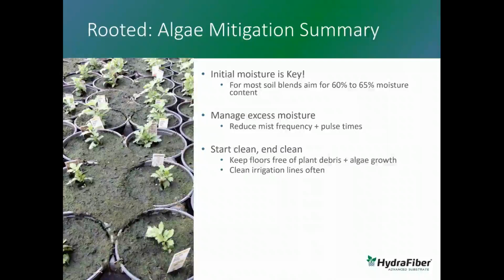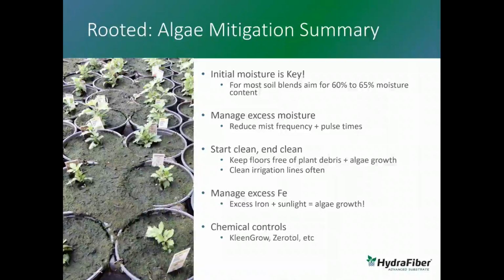Clean your irrigation lines often with proper chemical controls. Also, if there's opportunities to evaluate the iron concentration in your irrigation water, your fertilizer program, even your soil, that may also help to reduce algae as a problem in your mix. And then lastly, look at chemical controls. Clean Grow, again, is one of the ones that many of our growers have had success with, but Xerotal also has been widely used. There's a variety of others out there, but these seem to be the two main ones that many of our customers are using.